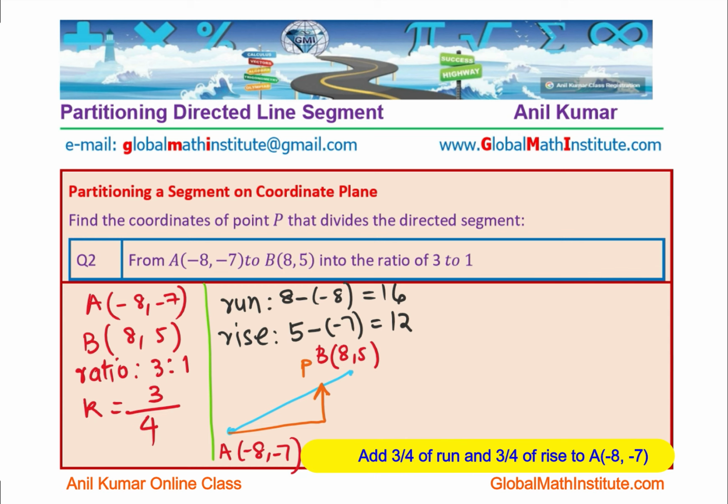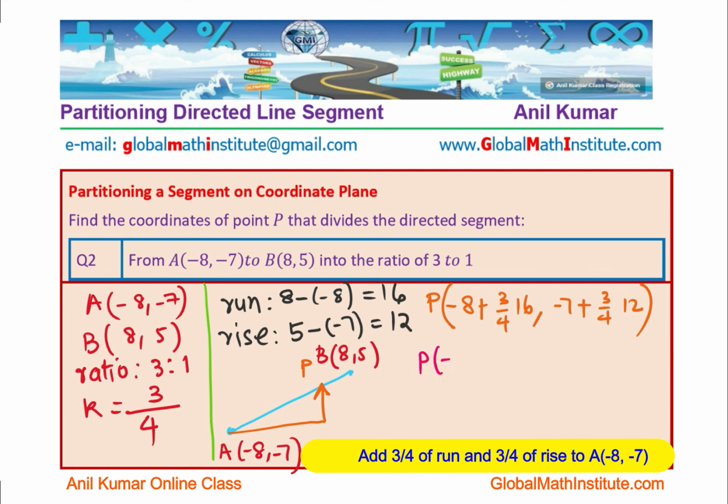So we get the point P, the x coordinate of point P as what? To minus 8, we are going to add 3/4 of 16. As far as y value is concerned, to minus 7, we will add 3/4 of 12. So this is another approach to do the same question. You get the idea. So let's calculate this.